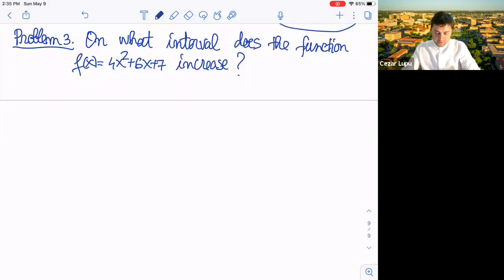So how would you approach this one? Exactly. So when you hear the word increase, right? Increasing function. But exactly like Cameron says, you need to take the derivative, but even more than that, what do you want from that derivative? To be what? To be how? To be? Exactly, positive.